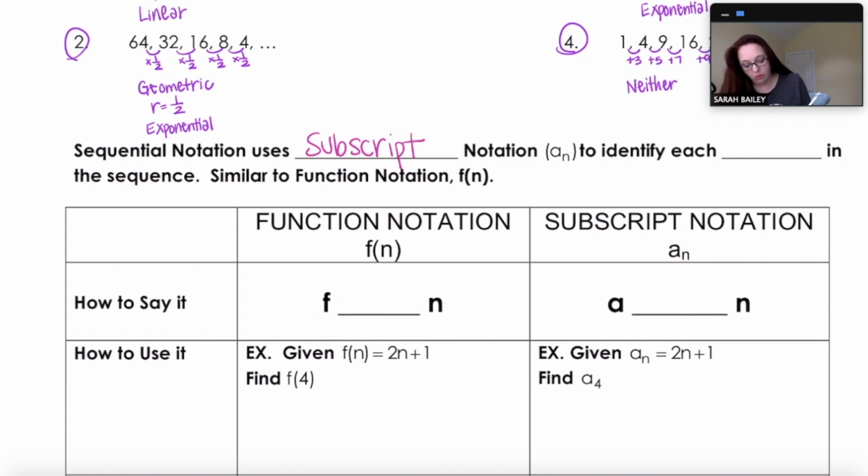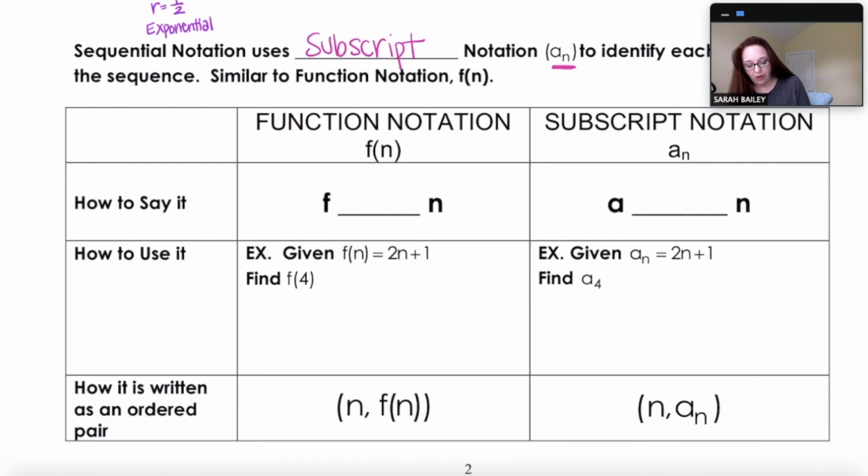Subscript notation, that a sub n, to identify each term in the sequence. And it's similar to function notation, which we saw on the previous page, which is f of n. So how do we say this? You've got function notation and subscript notation. So when you're talking about this one, we read this as f of n. In the subscript notation, we read this as a sub n. So how do we use it?